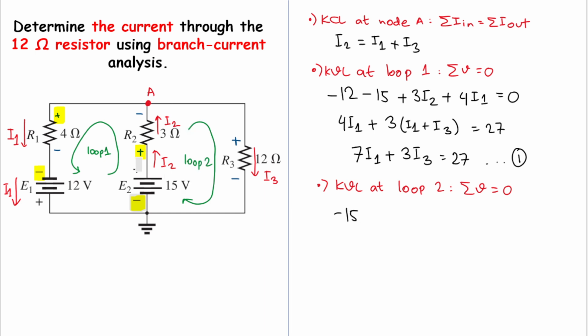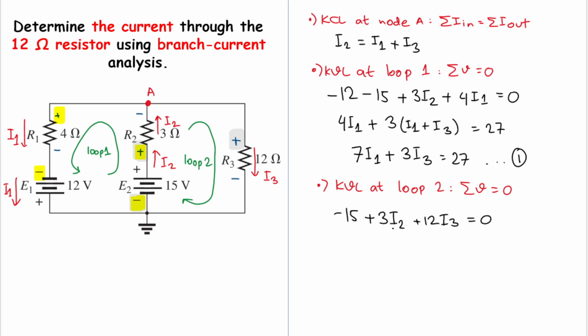And again, the loop is entering from the positive side. So I will have plus, and we have 3 ohm. And the only current that passes through it is I2. Good. And then here we have one more component, which is this one here. So we will have the loop entering from the positive terminal. So we will have plus 12, and the current that passes through it is I3. Okay, all of that will equal to 0.